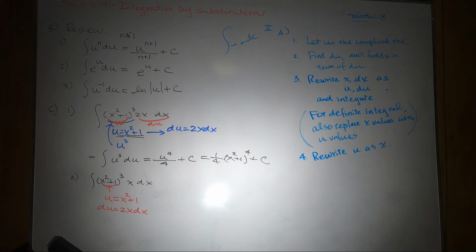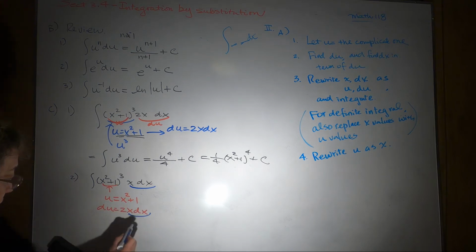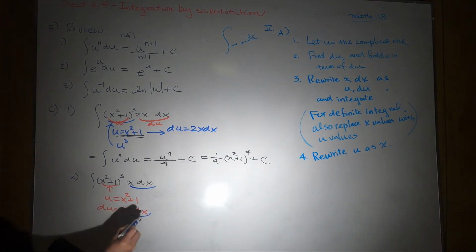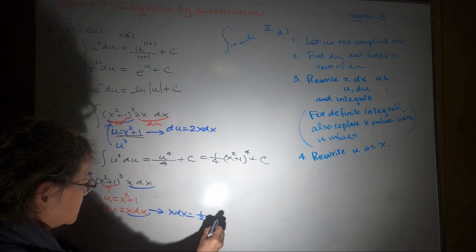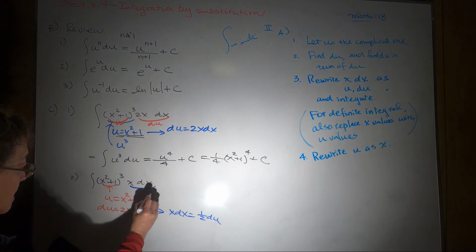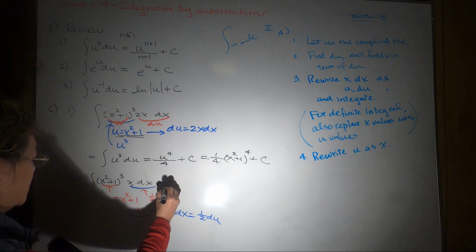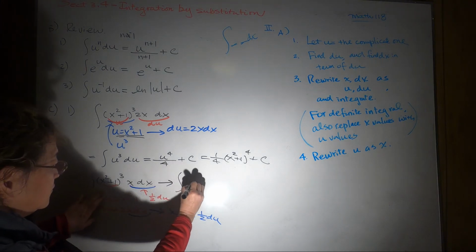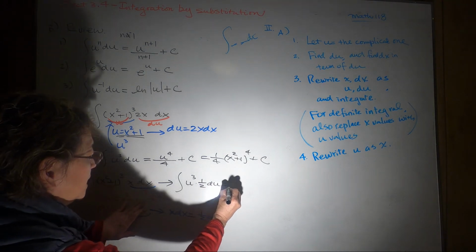However, for this part, we only have what? x dx. That's what we need. So x dx becomes what? Half of du. Is that right? Okay, so if we do this, then x dx is only half of du. Then we rewrite the original one, which becomes the integral of u cubed times half of du, right?